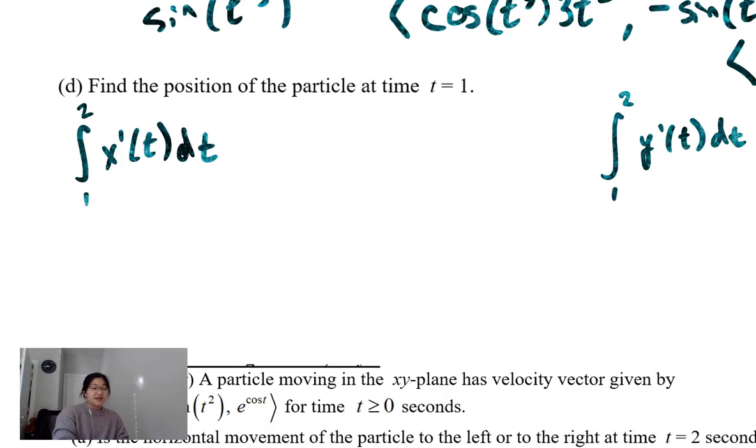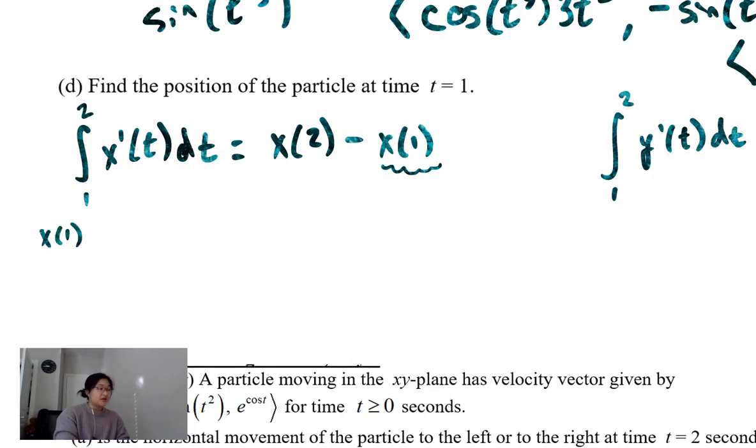position at time x equals, that's going to be from x equals 2 minus x equals 1, right? And since we're solving for this, that's what we're looking for, then we should probably try to get it by itself. And how do you do that? Well, you shuffle some stuff around, so you end up with x of 1 equals x of 2 minus this integral from 1 to 2 of x prime of t.